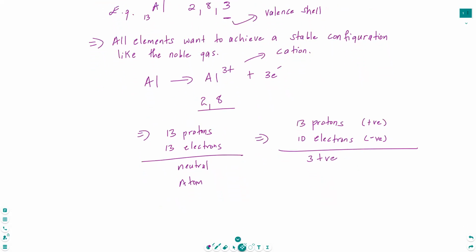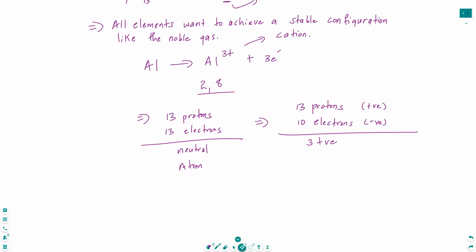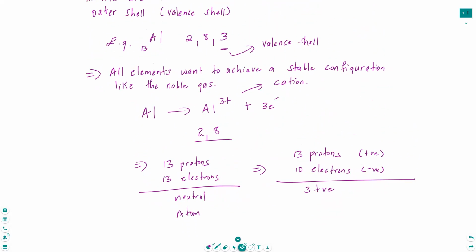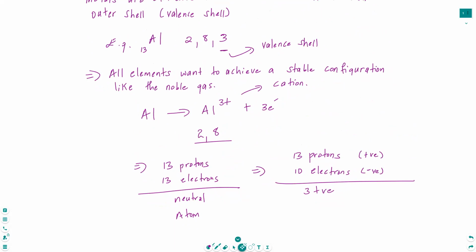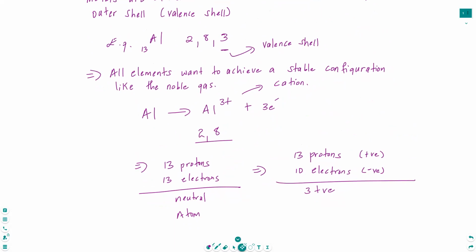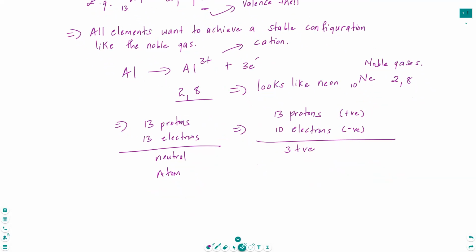All right, so then any element, as we said, with 3 or less outer electrons would lose those outer electrons, and then the next shell coming up would be full, and they would look like the noble gas. In fact, this looks like neon. Neon is a noble gas. Neon has 10 electrons and it has a configuration of 2,8. So when aluminum loses its outer electrons, it actually looks like neon, which is a noble gas. So the elements form ions because they want to look like noble gases, all right?